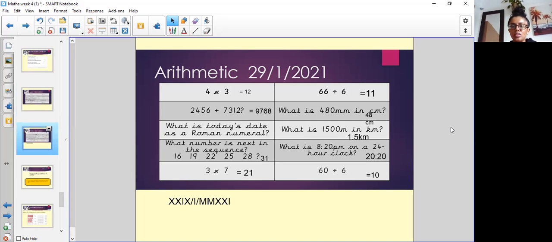Okay, so here are the answers to your questions for your arithmetic today. So 12 is number 1, 9,768 number 2, number 3 is on the bottom of the screen, number 4, 31, number 5, 21, number 6, 11, number 7, 48 centimeters, number 8, 1.5 kilometers, number 9, 20:20, so it would be on the 24-hour clock, and number 10 equals 10.